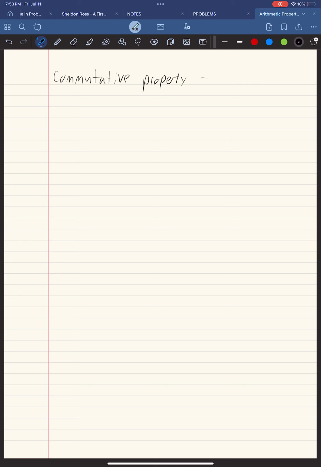Okay, and the second part of the commutative property we're going to be working with is in reference to multiplication. So what this says is that if we have 2 numbers, a times b, and we're multiplying them, we can say that that equals b times a. So let's look at some examples.